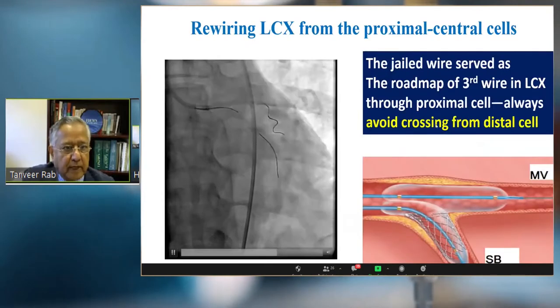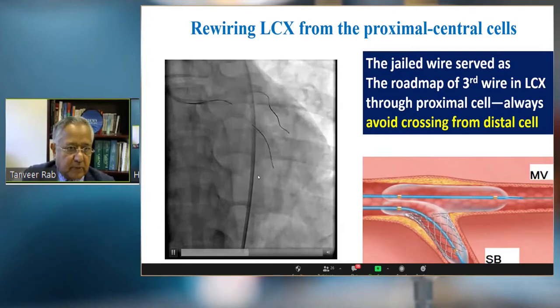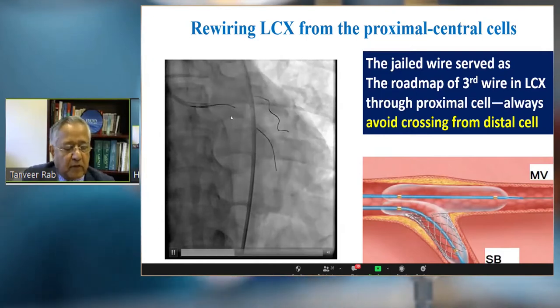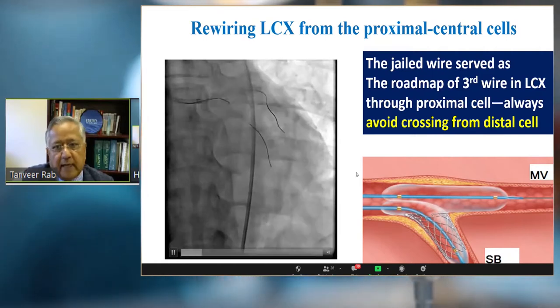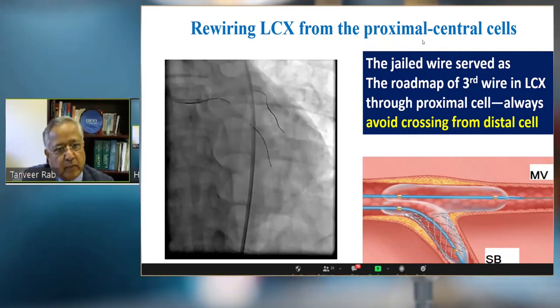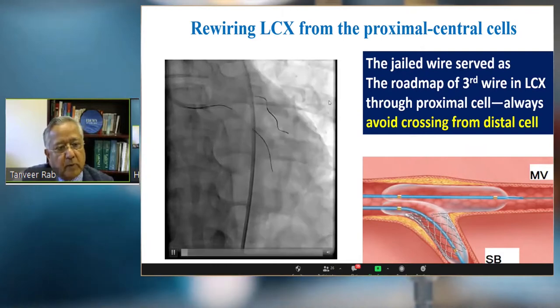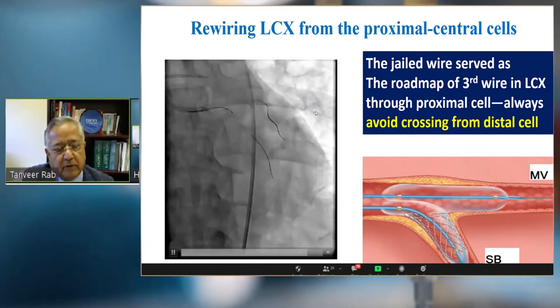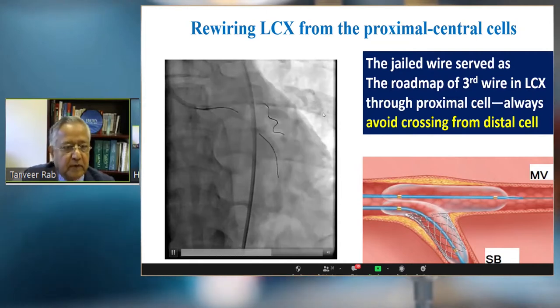How do you know that? If the wire goes away from the carina, or more towards the proximal cells, you know you're crossing proximally. Obviously, you have IVUS or OCT that can confirm that. But generally, if you go away from the carina, you're proximal. And you need to make sure the jail wire serves as a marker for you. So in DK crush, it's always proximal recross, not distal recross like in the provisional approach. It's always proximal. Then you do a kissing balloon inflation.